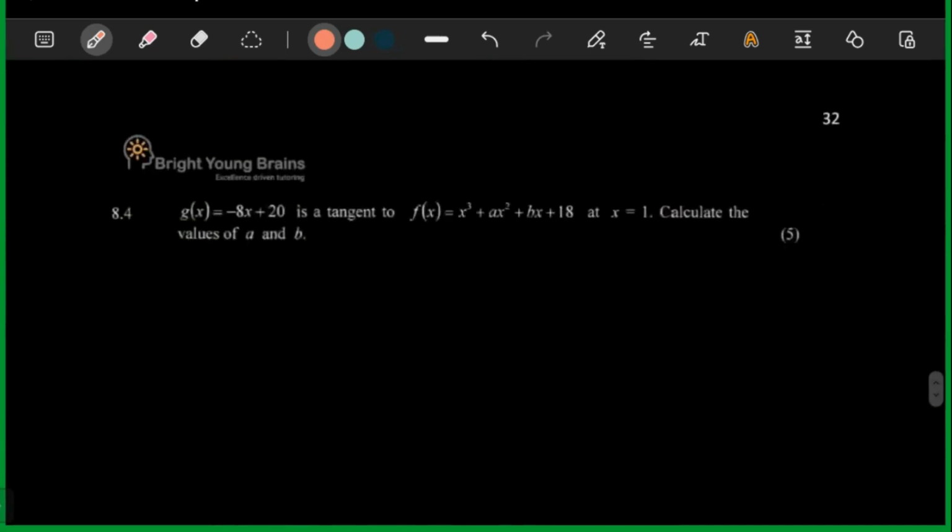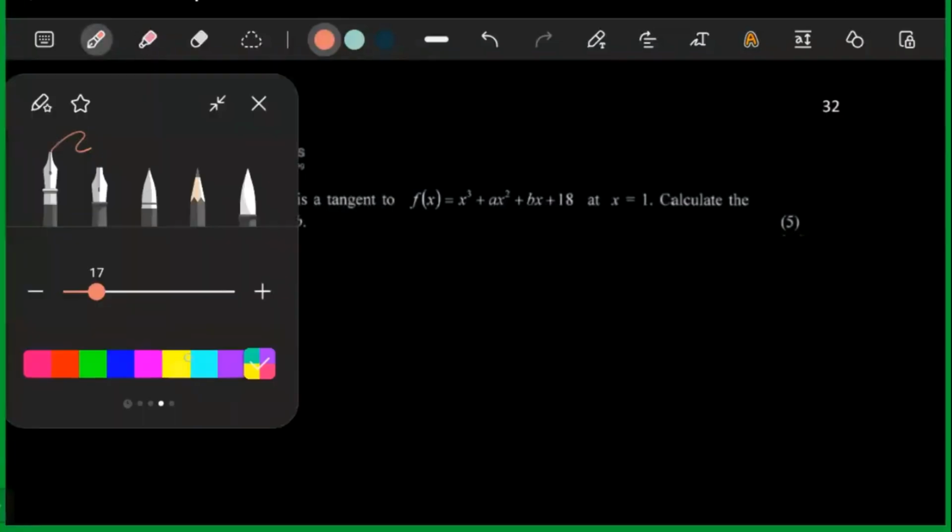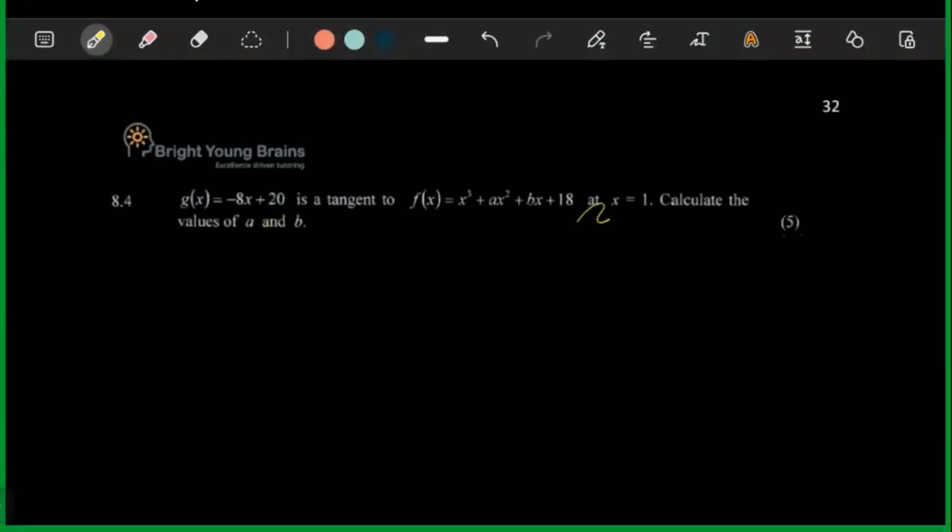The next question says g of x is this, it is a tangent to this equation at x equals 1, calculate the value of a and b. It's quite straightforward because anytime you need to work with an equation of a tangent to a curve, the tangent and the curve, they share two things. They share a coordinate and then they share a gradient.